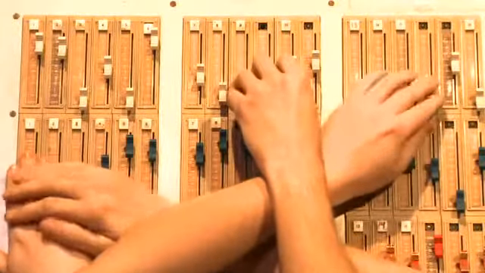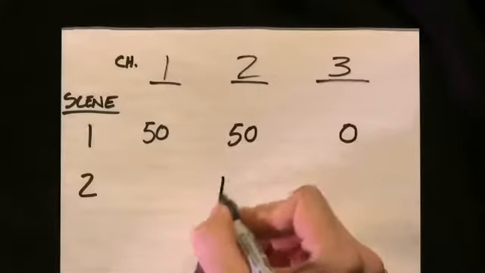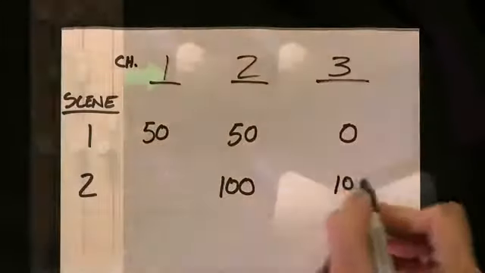Let's use the same example as earlier. That's my first scene. For the second scene, I want dimmers 2 and 3 to go to full and dimmer 1 to remain at 50. If I don't write down that fader 1 is at 50 in Scene 2, then when I fade from Scene 1 to Scene 2, dimmer 1 goes to 0% and stays off. So I have to set fader 1 to 50% in the second bank too.